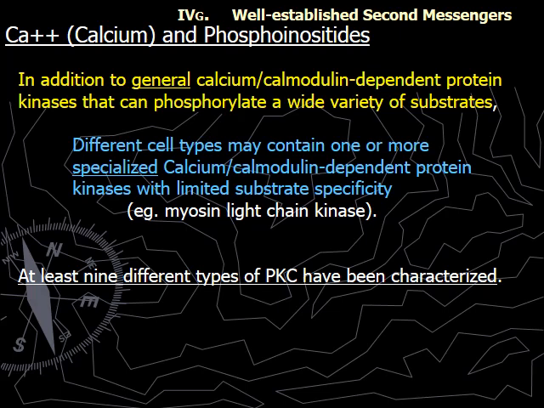Now, in addition to regular calcium-calmodulin dependent protein kinases that can phosphorylate a wide variety of substrates in cells, there are certain specialized calcium-calmodulin dependent protein kinases that can, for example, in skeletal muscle, affect the myosin light chain kinase. So this can become more complex than what I've presented to you. There can be specialized ones in certain targets. And in terms of protein kinase C, there have been at least 9 different types identified.